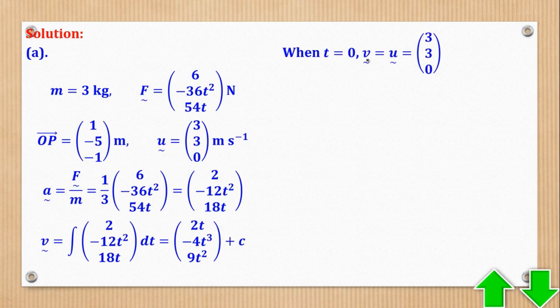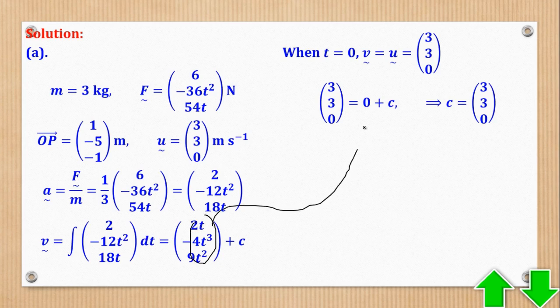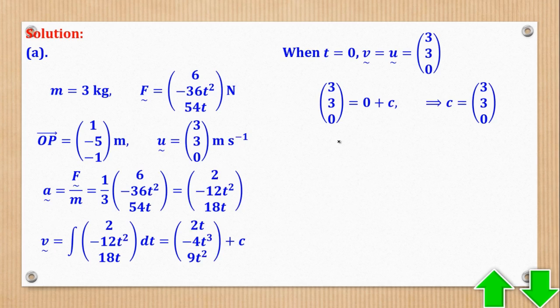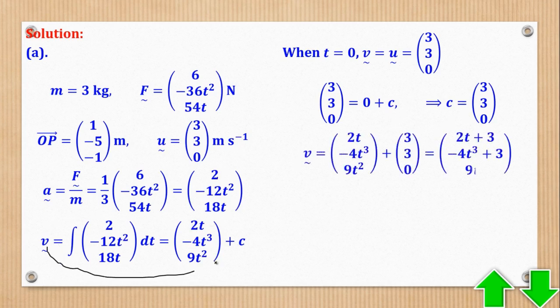Then when t is equal to 0, v is equal to the initial velocity, which is 330. Therefore, come and substitute where there is t, you put there 0. That means that the whole of this will become 0. That's why you see here 0. And where there is c, it's still c. And where there is v, we shall put there this. That means that c is equal to 330. Therefore, you'll come here and substitute for c to give you v as this.